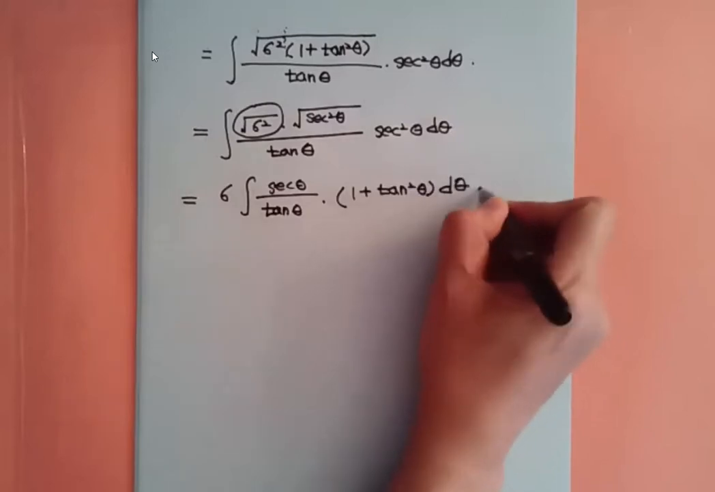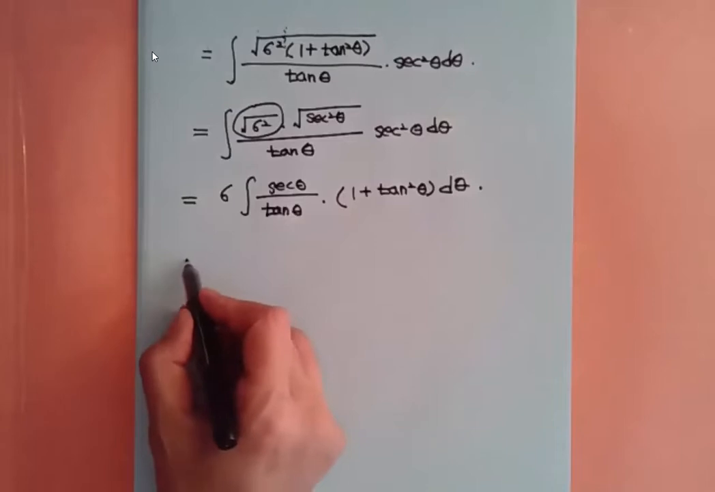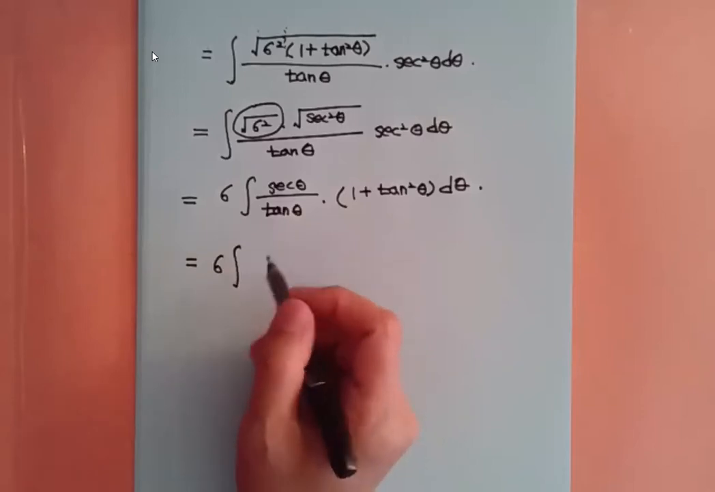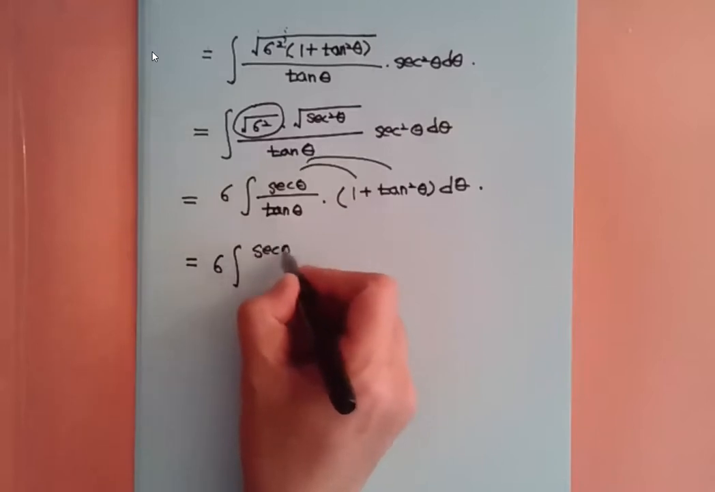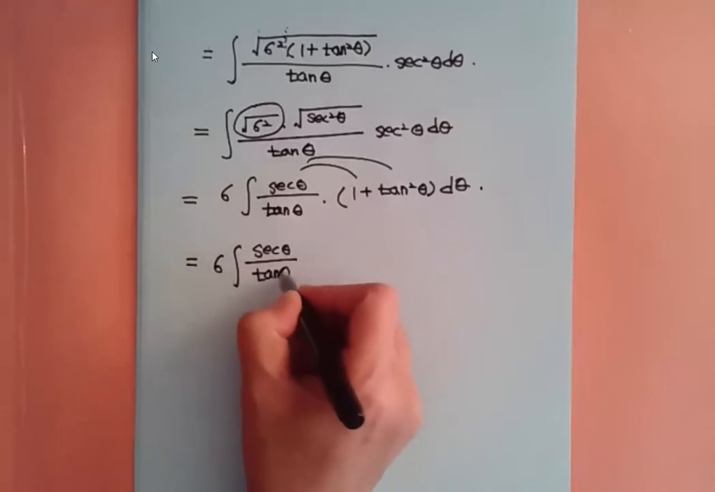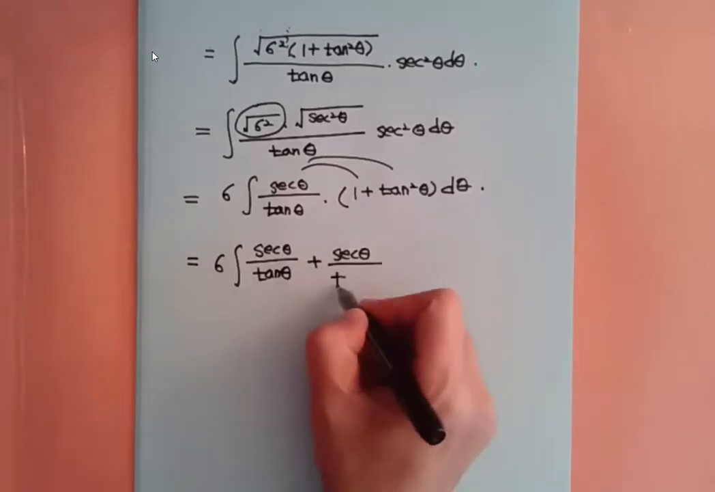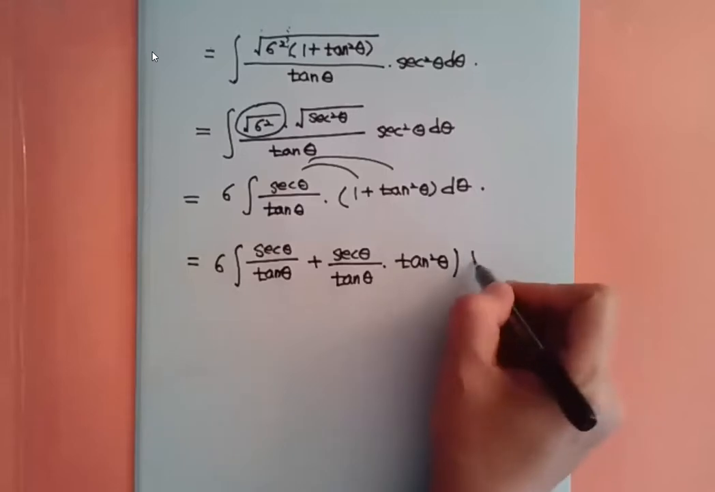However, if you just try to solve the problem without any clue, this problem is very, very difficult. It is really hard to see the strategy from here. But anyway, it's 6 times, let's separate, then we multiply these two: secant of theta over tangent of theta, plus secant of theta over tangent of theta times tangent squared of theta d theta.